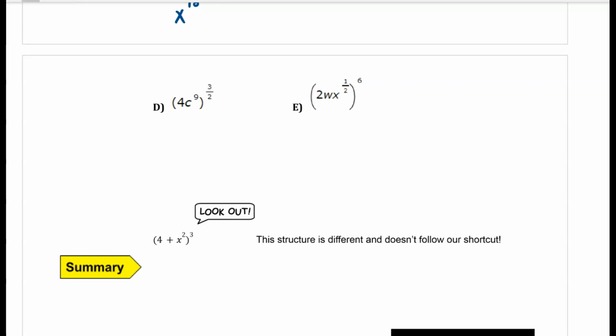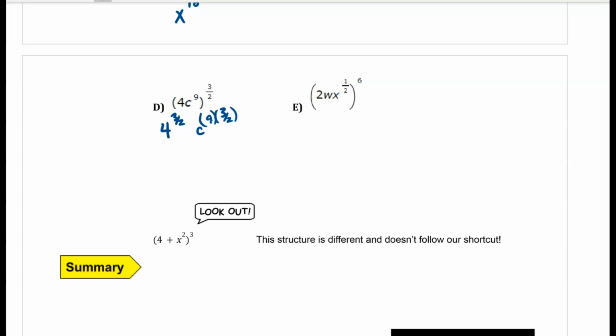In example D, we have a number factor, 4 is a factor, and c to the 9th power is a factor. They're grouped together and both raised to the 3/2 power. So our shortcut remains the same. We're going to take our number 4 and raise it to the 3/2 power. We're going to take c to the 9th and raise it to the 3/2 power. So that means we're multiplying those exponents together.